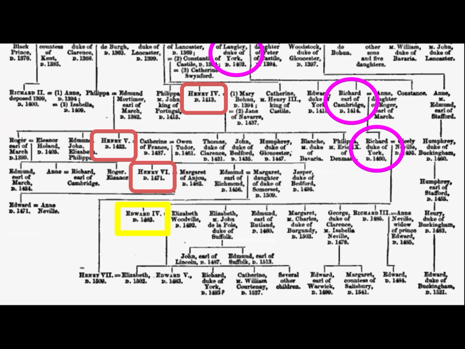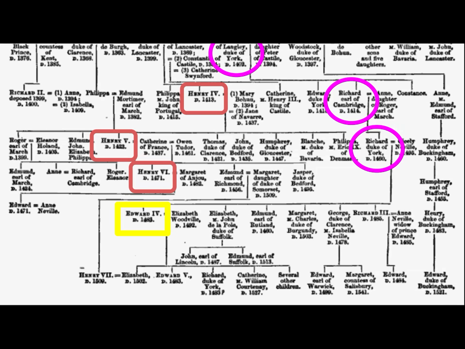So these pink circles are a line from John of Gaunt's brother, the fourth brother. Okay, this is the York line. John of Gaunt's line is the Lancastrian line. And these are the two factions at war during the War of the Roses.